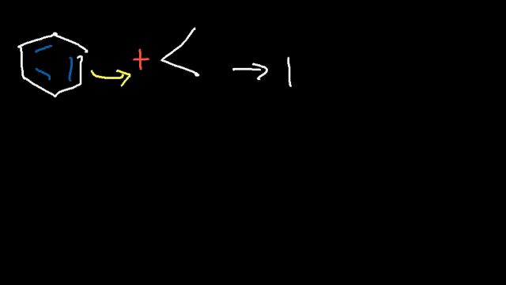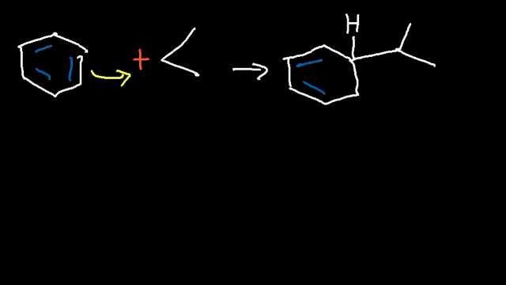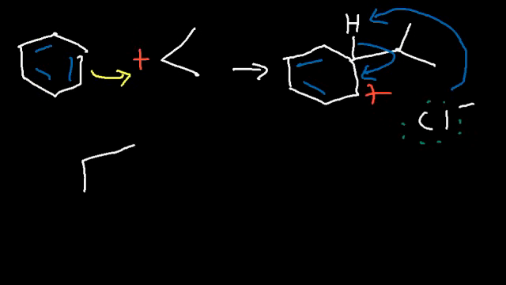So now the plus charge is on the secondary carbon. At this point, the benzene ring is going to act as a nucleophile, attacking the secondary carbocation. So now we have a plus charge on this carbon. And in the last step, we're going to use chloride to get rid of the hydrogen and regenerate the aromatic ring. So this is the product of the reaction.